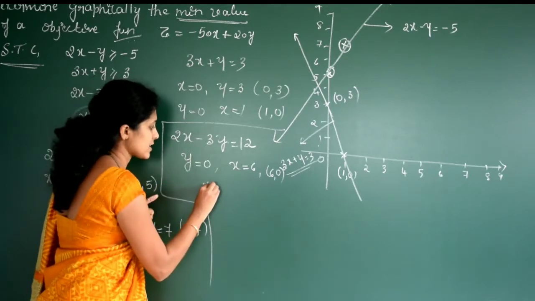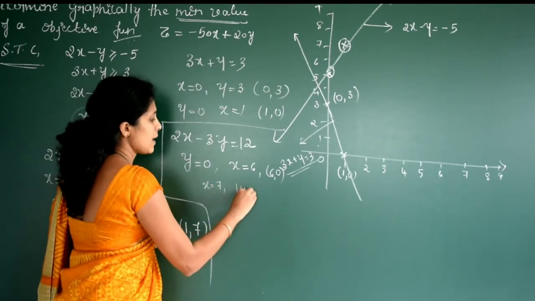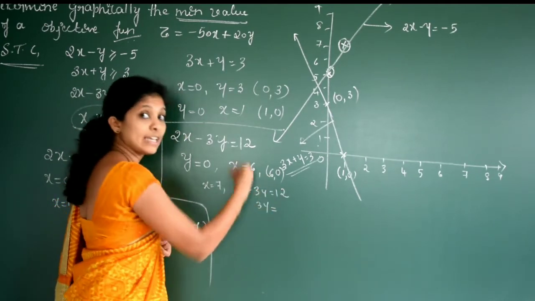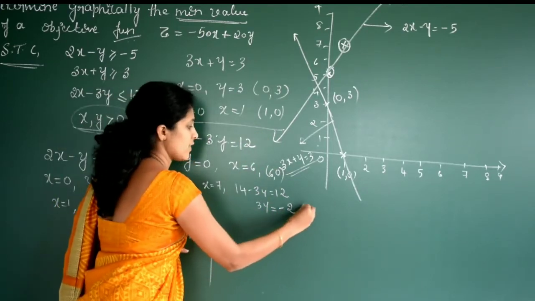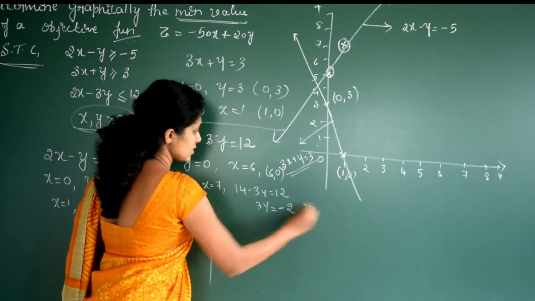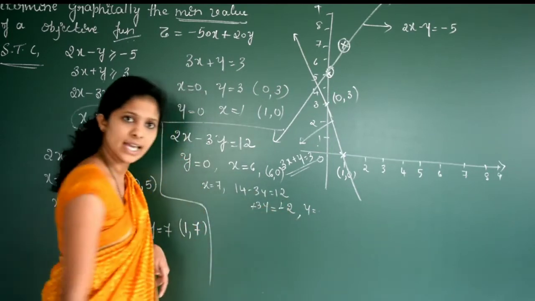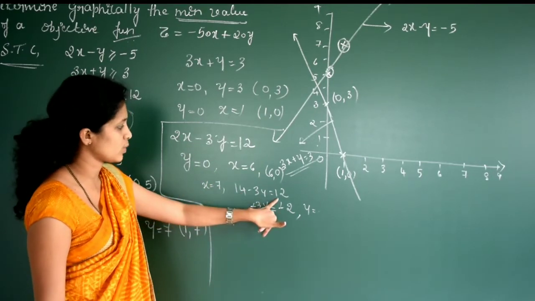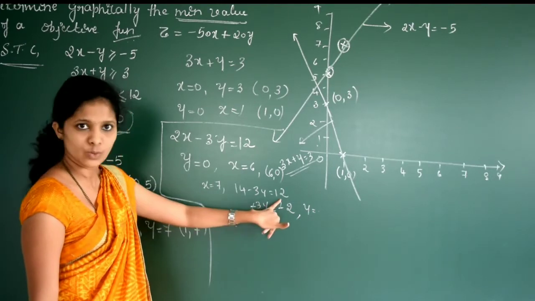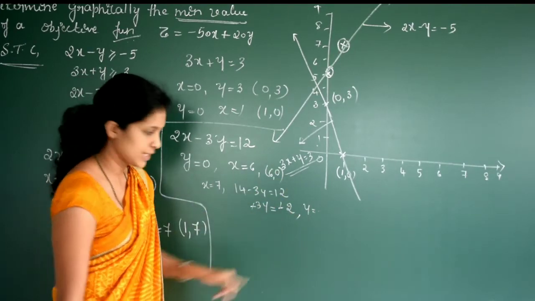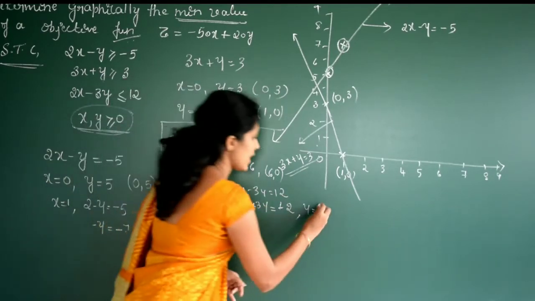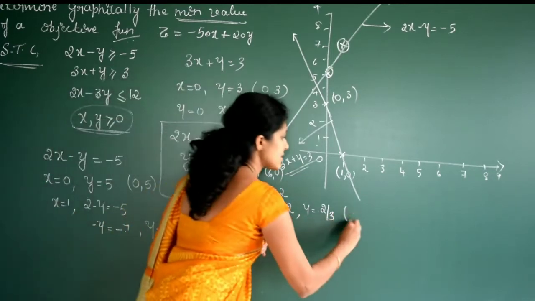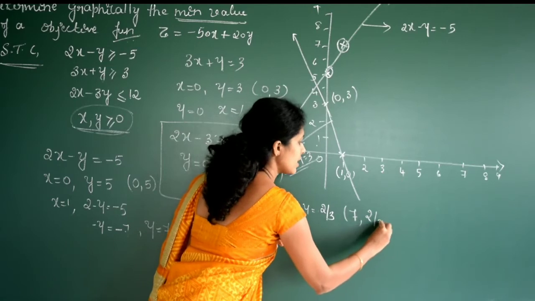If you substitute the value of x is equal to 7, what happens is 14 minus 3y is equal to 12. So minus 3y is equal to 12 minus 14, which will be minus 2. So that minus and minus will get cancelled. So the value of y is equal to 2 by 3. This is positive. Is it clear? So if the value of x is 7, then the value of y will be equal to 2 by 3. This is one point.